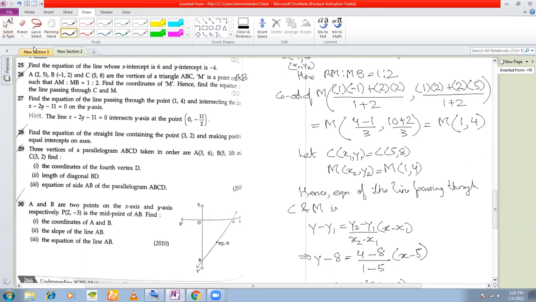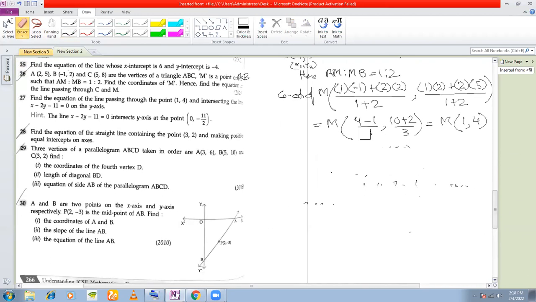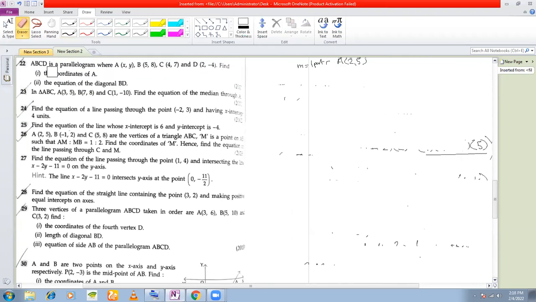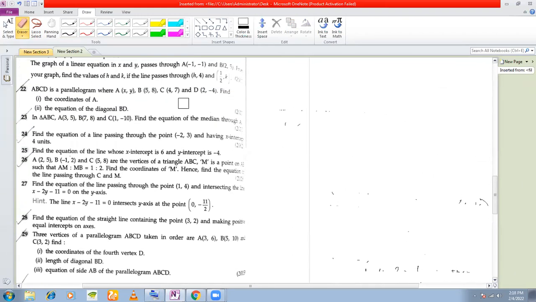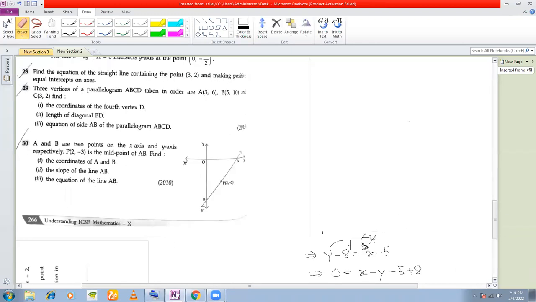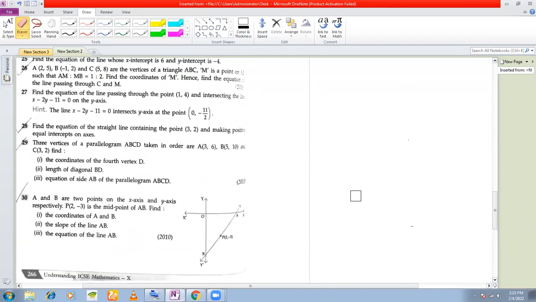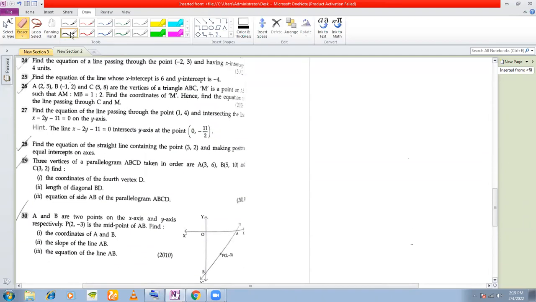The next question is a very interesting question. Actually, I don't know whether I'll be able to finish this, but let me just start to show you what the next question means. The next question that I want to do here is number 28. The question is, find the equation of the straight line containing the point (3, 2) and making positive equal intercepts on the axis. Now, what do you mean by positive equal intercepts?